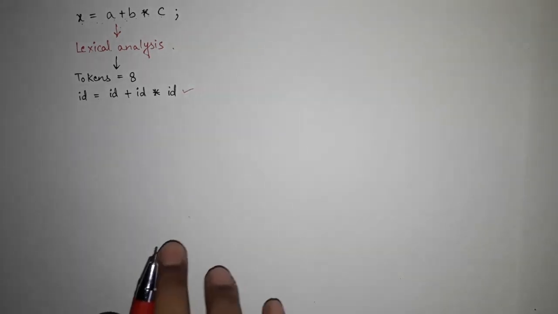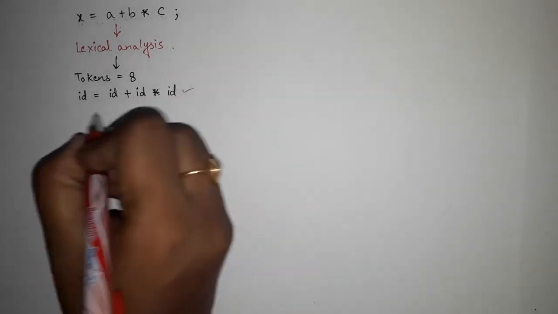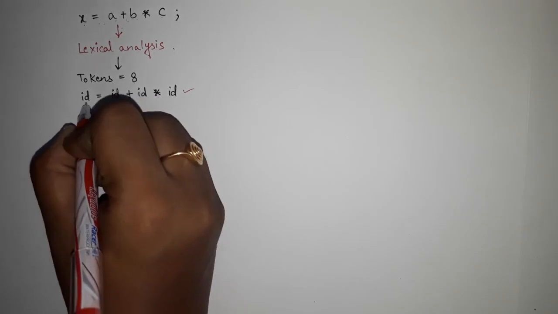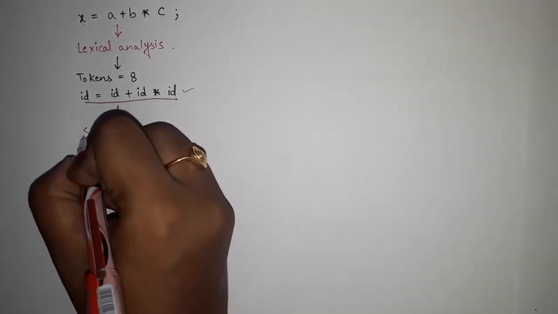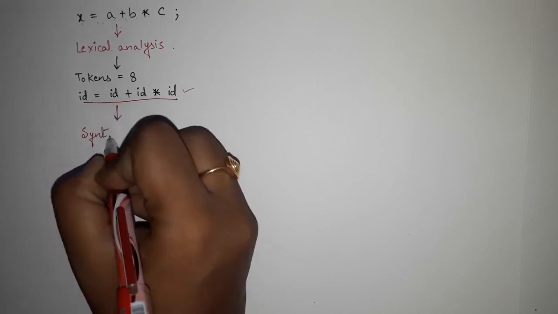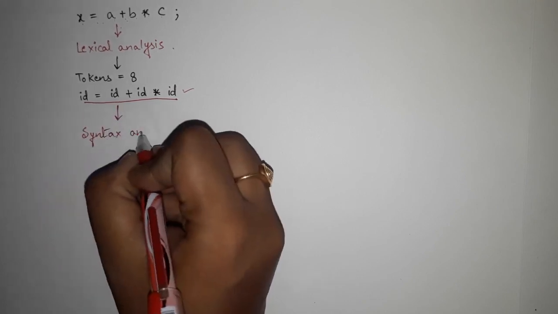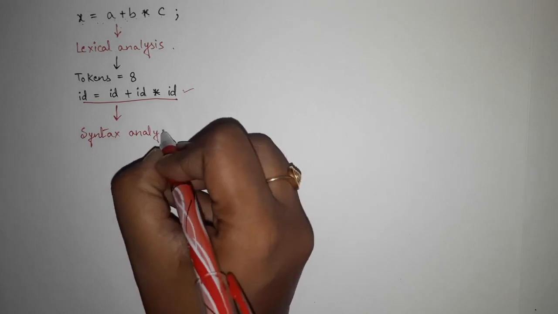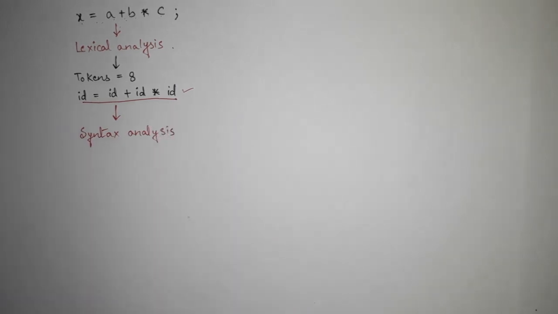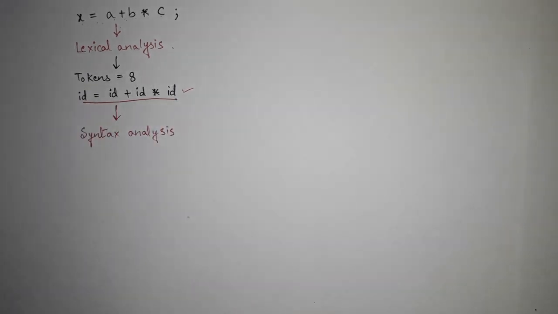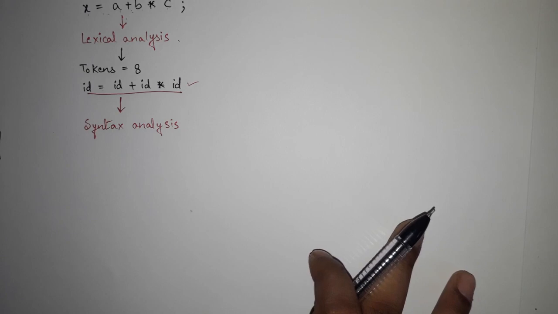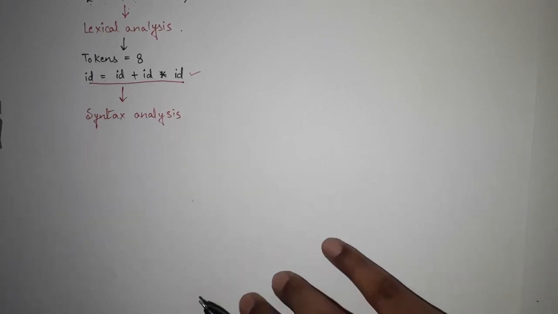So what is our second phase? Our second phase is syntax analysis. This whole thing that is generated goes into syntax analysis. Now what will happen in the syntax analysis phase? As we know, the output of the syntax analysis phase is a parse tree. It will take this as input and generate a parse tree. Now let us see how the parse tree is generated.